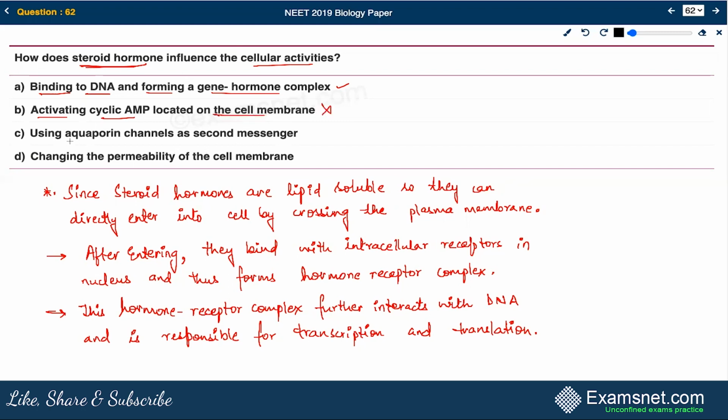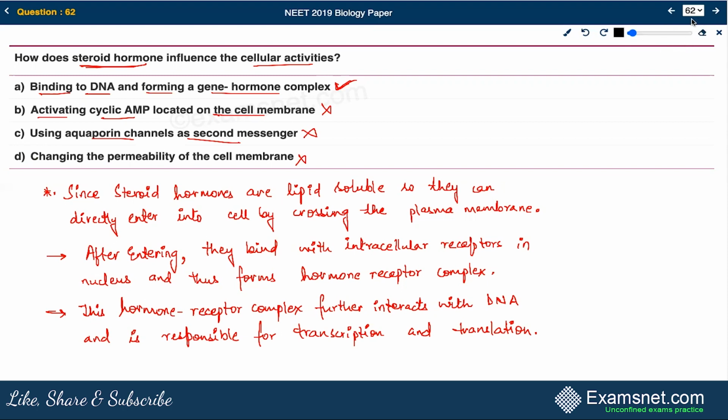All right. Then using aquaporin channel as second messengers, again, this also won't be an option because they do not require any kind of channel proteins or carrier proteins. Then changing the permeability of the cell membrane, not an option, because there is no need to change the permeability of the cell membrane, as they can directly diffuse into it. So with all the statements, statement 1, that means option number A, is the correct answer.